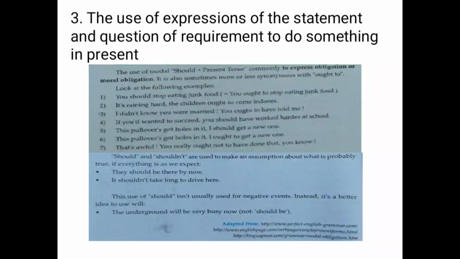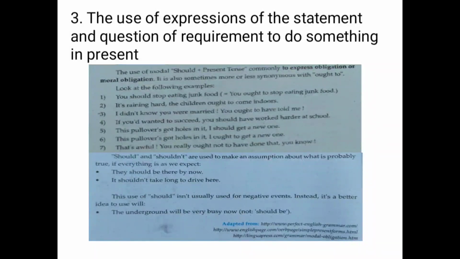Okay, please give attention for some examples. Look at the following examples. Do you still prepare your headphones or headset? You can join with me and please give me attention. Number 1, you should stop eating junk food. It means you ought to stop eating junk food.